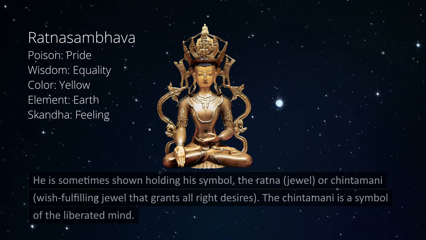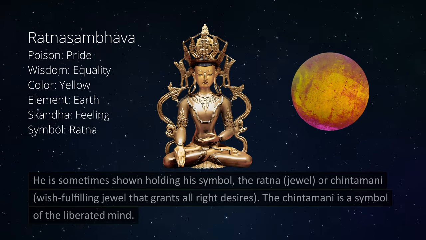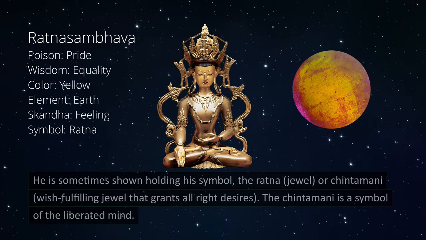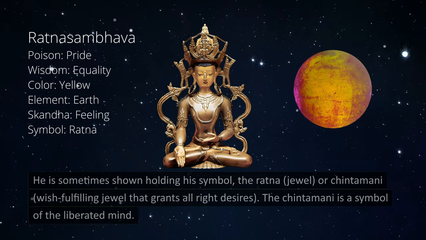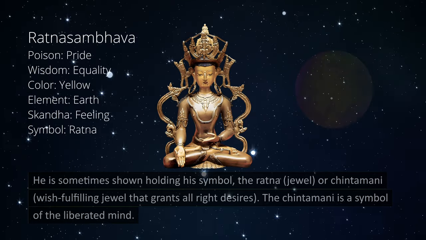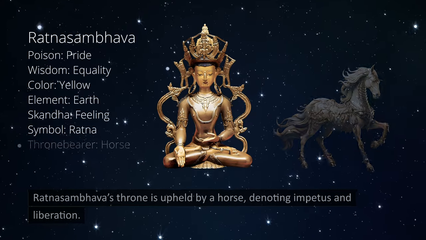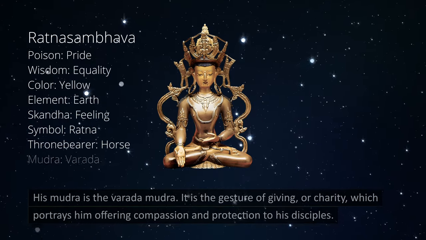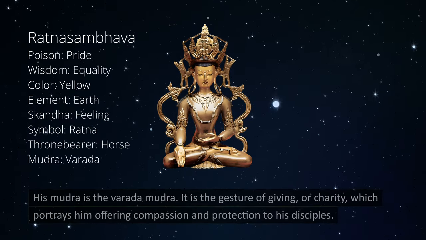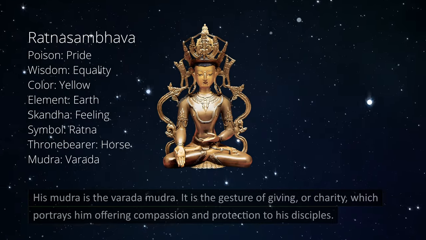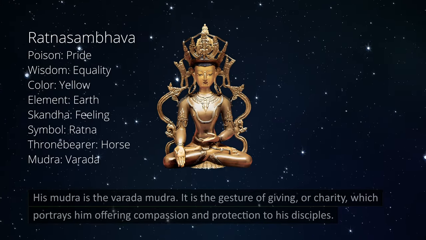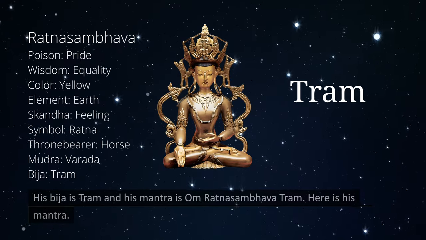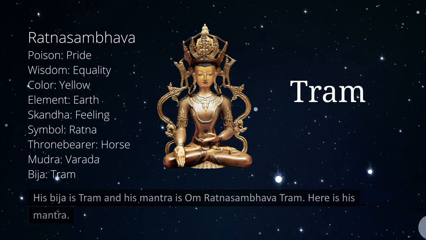He is sometimes shown holding his symbol, the ratna, jewel, or chintamani, wish-fulfilling jewel that grants all right desires. The Chintamani is a symbol of the liberated mind. Ratnasambhava's throne is upheld by a horse, denoting impetus and liberation. His mudra is the Varada mudra. It is the gesture of giving or charity, which portrays him offering compassion and protection to his disciples. His bija is Tram, and his mantra is Om Ratnasambhava Tram. Here is his mantra.